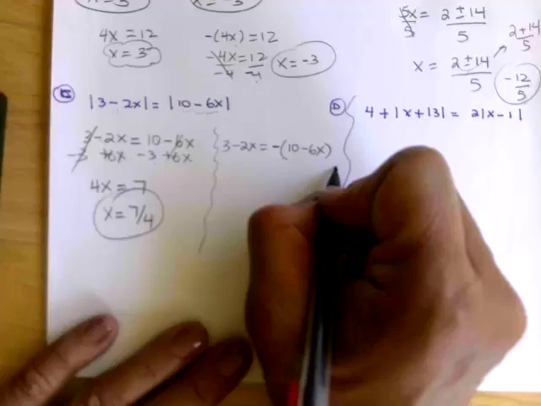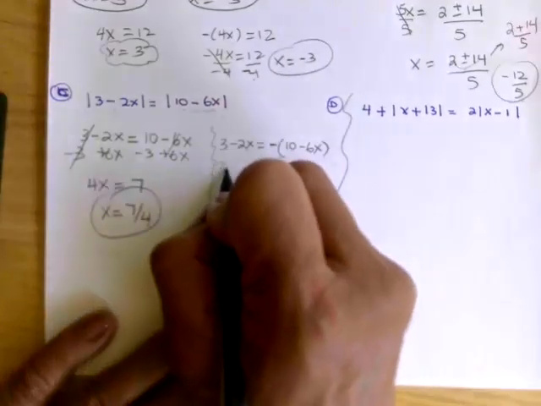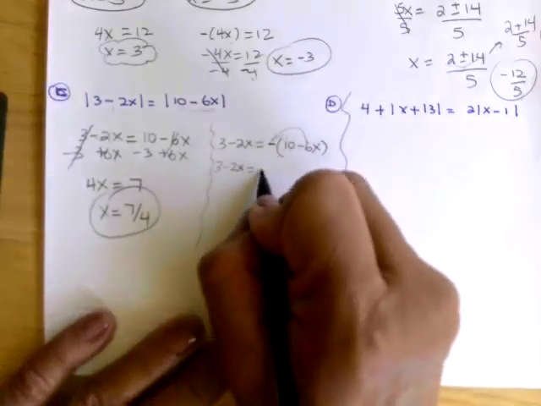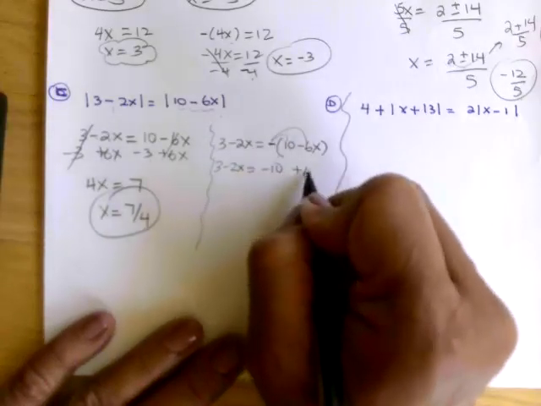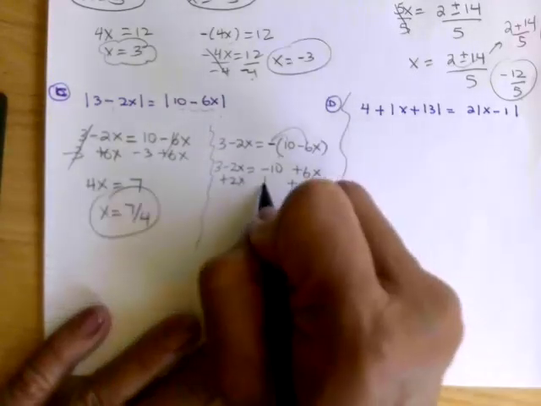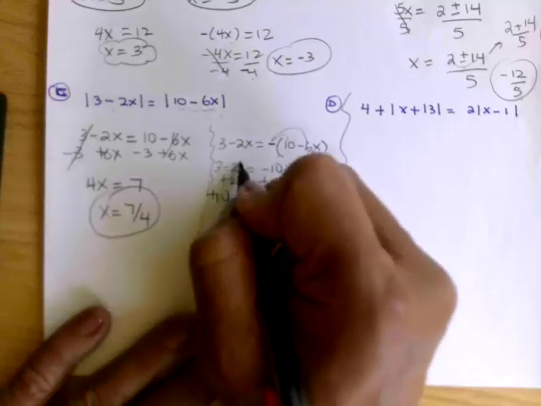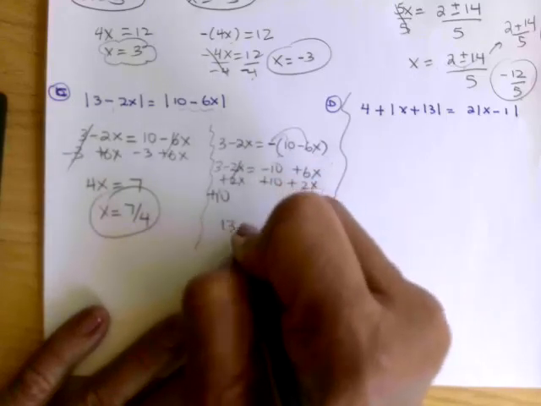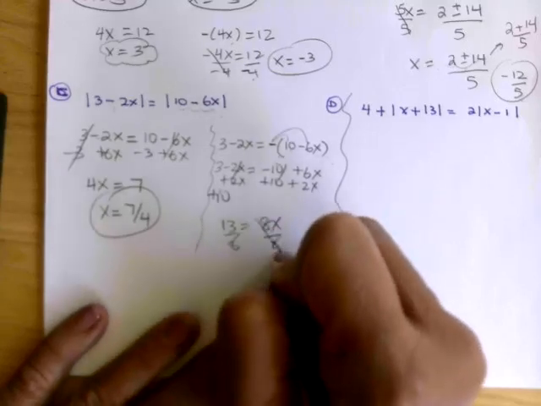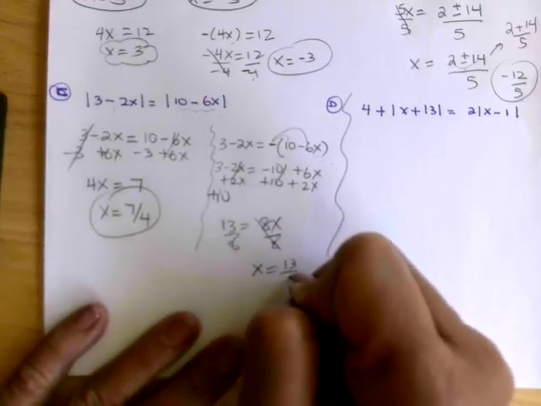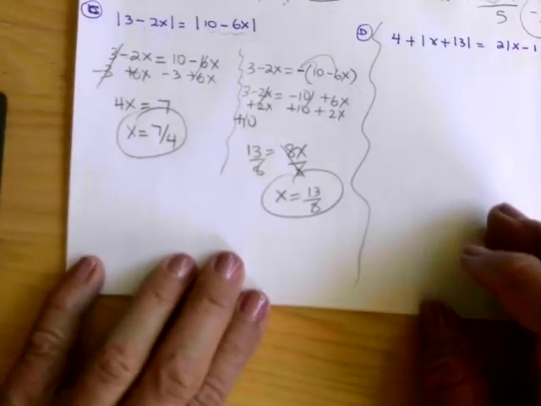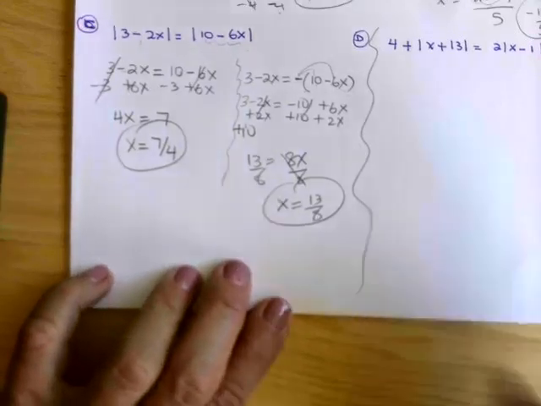And then doing the other side, so 3 minus 2x, just keep that for a second. Negative distributes, so negative 10 plus 6x. Add 2x to both sides, add 10 to both sides. So those guys will cancel. 3 plus 10, there's a 13, equals 8x. Divide by 8, x equals 13/8. Okay, we should really check. Hold on, I'm going to graph these two sides and see that they match up.